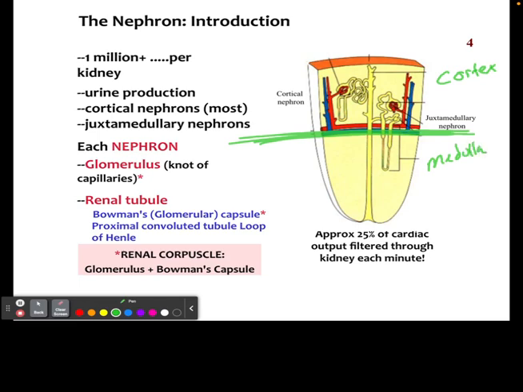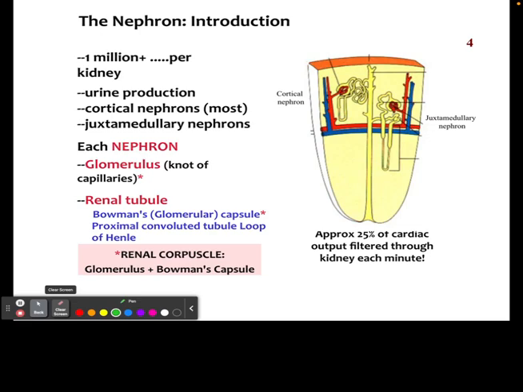So as this filtrate moves throughout this nephron, you're going to see that it's going to move first to the cortex, and then it's going to move down the medulla, and then back up to the cortex, which will be important when we talk about the different concentrations and how the filtrate is created.